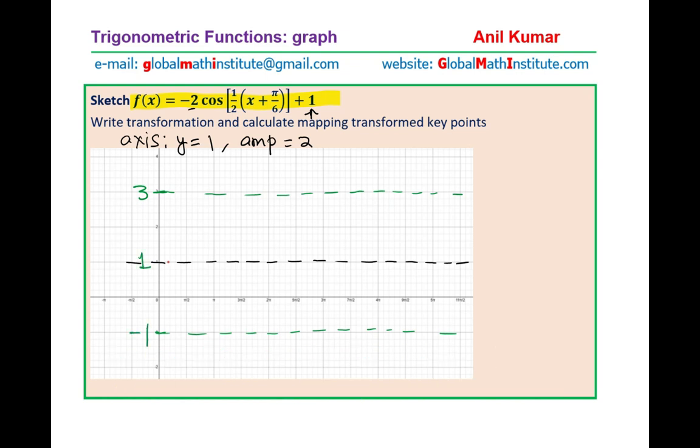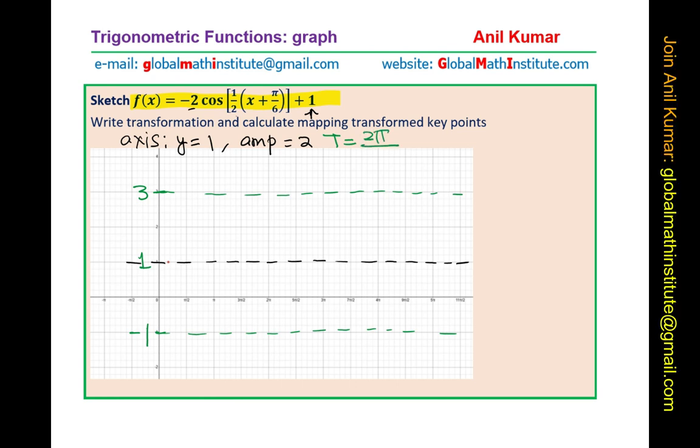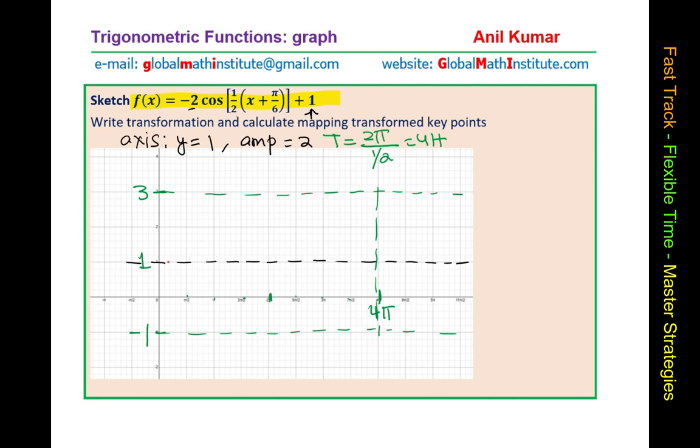Makes sense, right? And then we are going to look into the time period T, which is 2 pi by k, and k is half for us, right? Which is 4 pi. So one cycle will be 4 pi long. So 1, 2, 3, 4, which is 2 pi, 1, 2, 3, 4, which is 4 pi for us. So this is the framework in which one full cycle should be drawn.